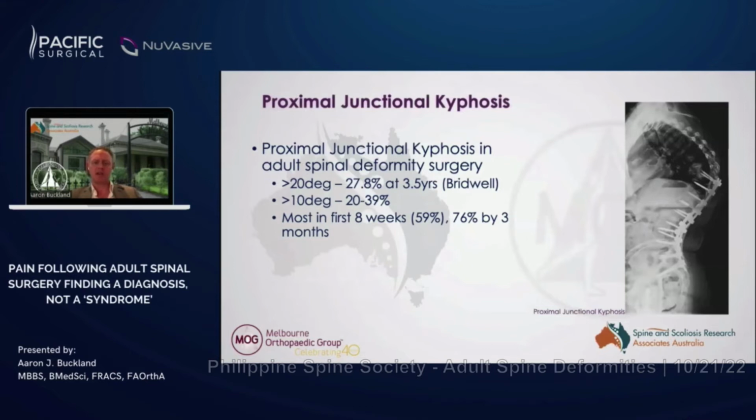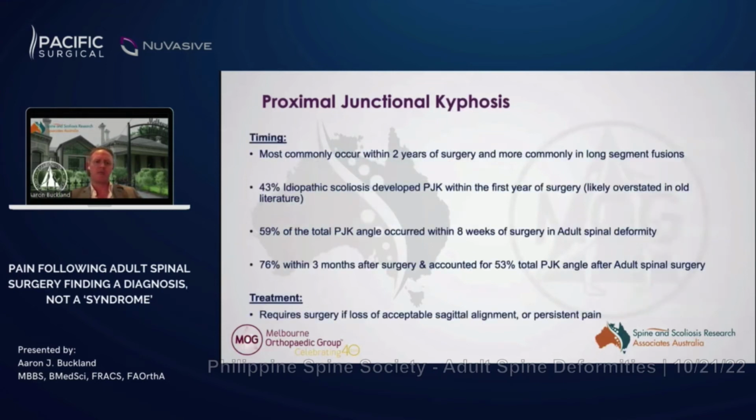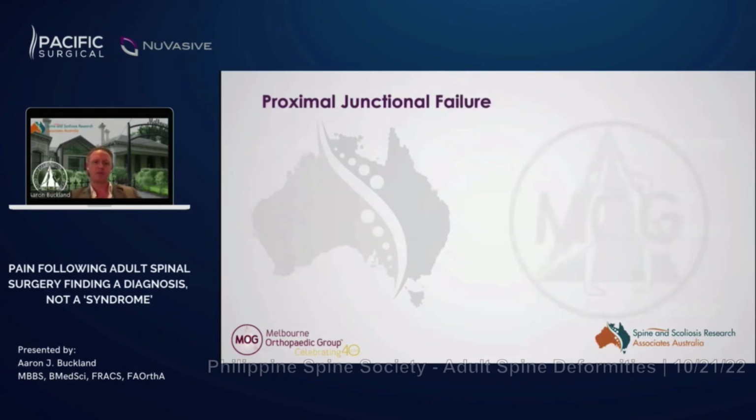Some of the more challenging complications to deal with in adult deformity, however, are your proximal or distal junctional problems. Proximal junctional kyphosis is very common, occurs in about 1/5 to 1/4 of patients in adult spinal deformity correction. And most of these will happen in the first 8 weeks or so, but 3/4 of them will happen by 3 months. So this is usually something that happens earlier in the piece. Proximal junctional kyphosis doesn't necessarily need to require further surgery. The times that you would need to do further surgery for this are if the loss of correction provides unacceptable sagittal alignment, or if you have persistent pain at the area of the kyphosis.